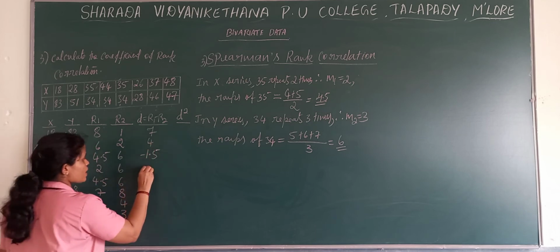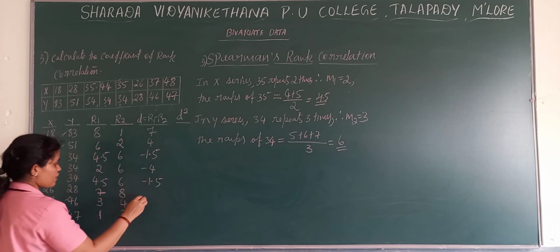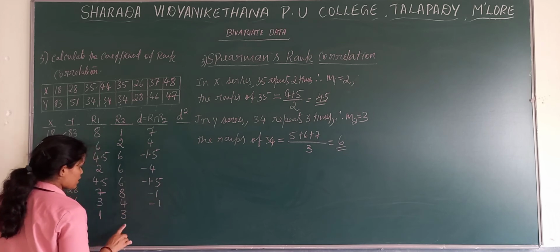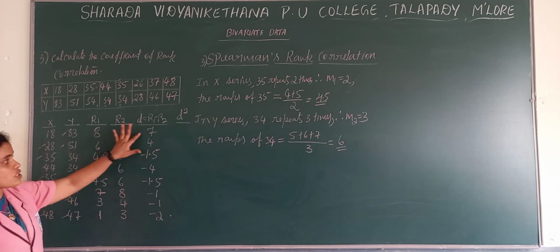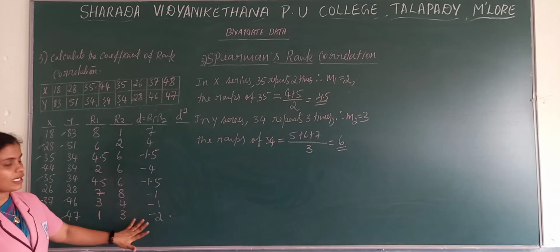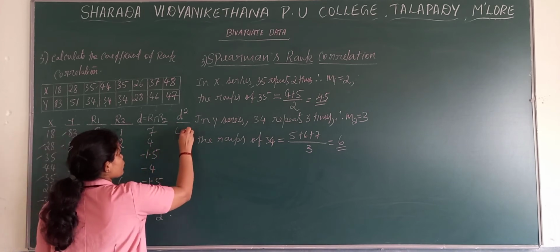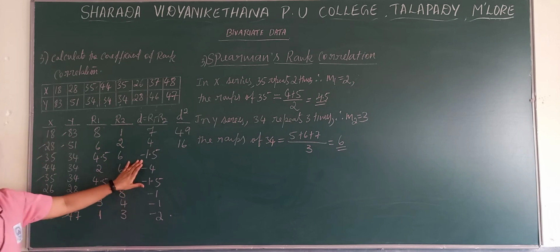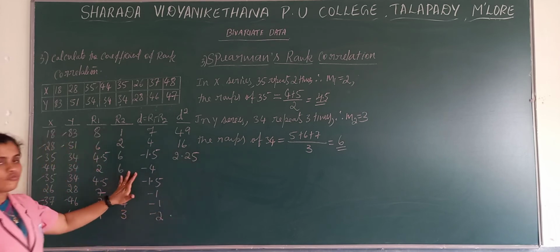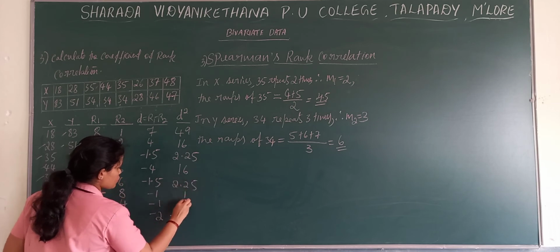2 minus 6 is minus 4, 4 minus 6 is minus 1.5. 7 minus 8 is minus 1, 3 minus 4 is minus 1, here 1 minus 2. So 7, 4, 1.5, minus 4, minus 1.5, 1 and 2 minus. Now here d square: 7 squared is 49, 16, minus 1.5 into minus 1.5 is 2.25, 4, here it is 16, here again 2.25, 1 and 4.